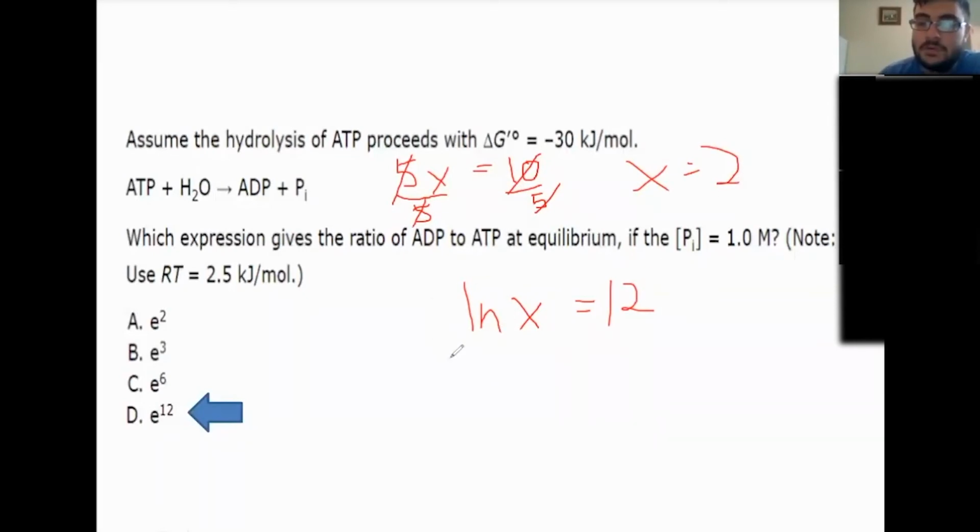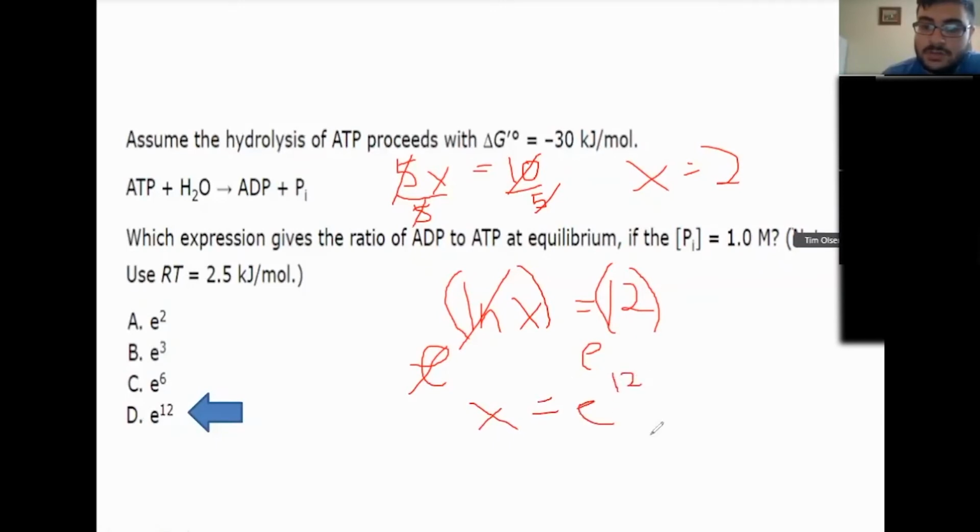What's the opposite operation of ln? Ln is just log to the base of e, which is the natural log. In order to cancel this out, you would just do e to the power of both sides. Just like with multiplication and division, e and ln cancel each other out. So x is alone, isolated, and you're just left with e to the 12th on this side.